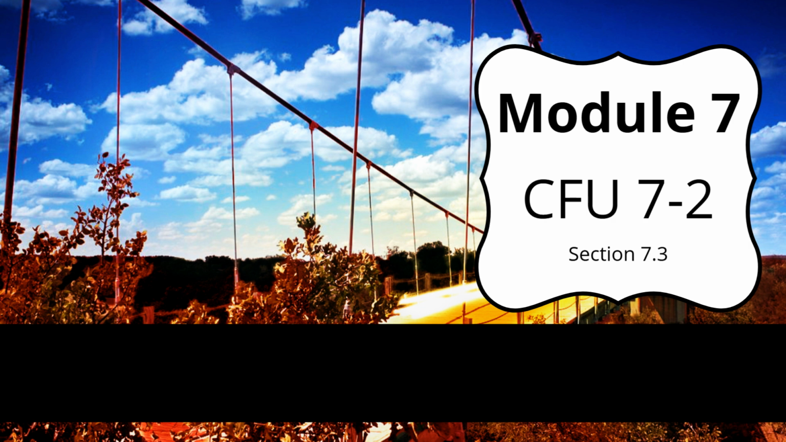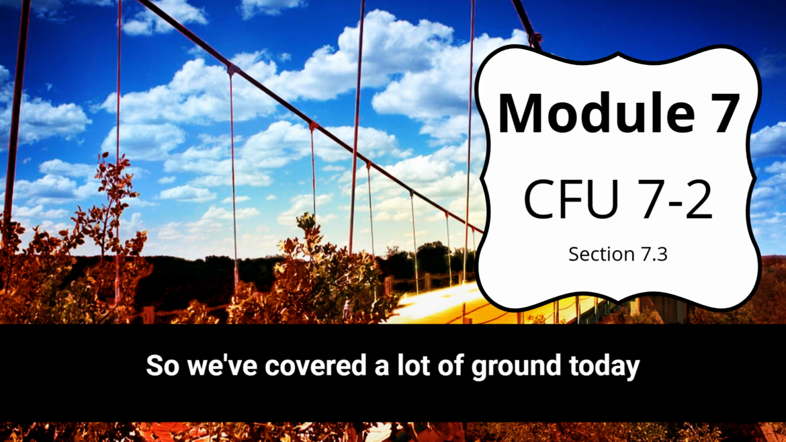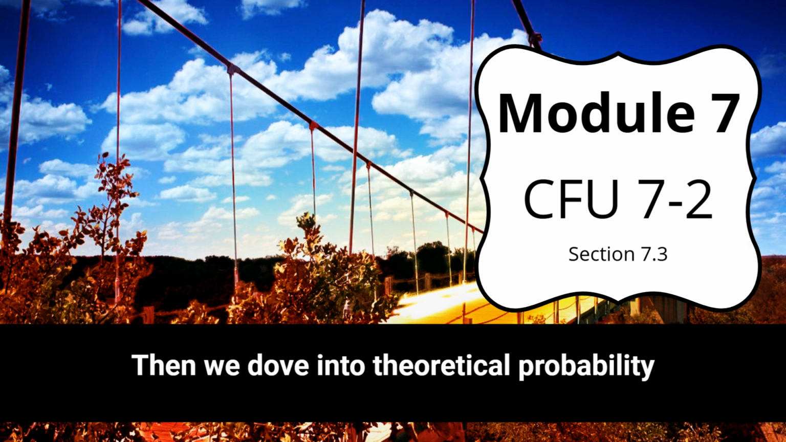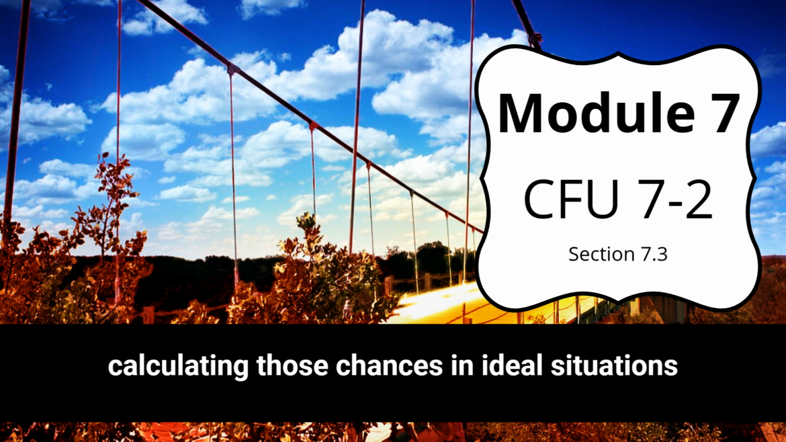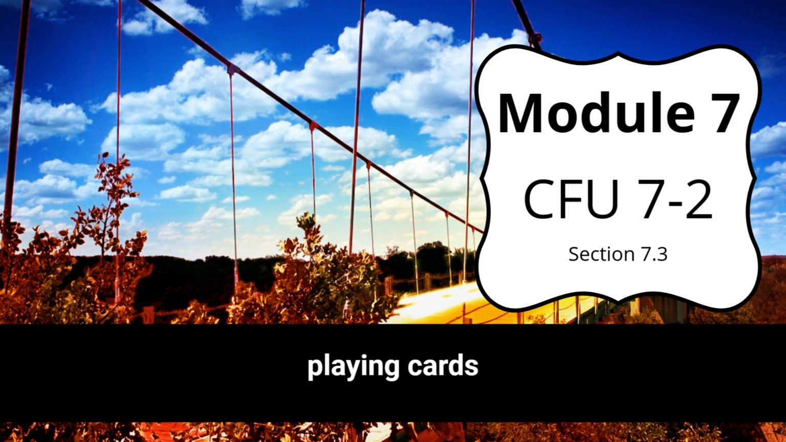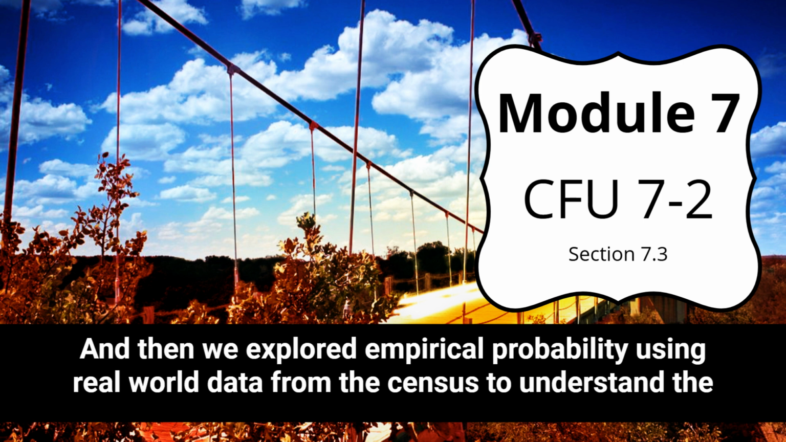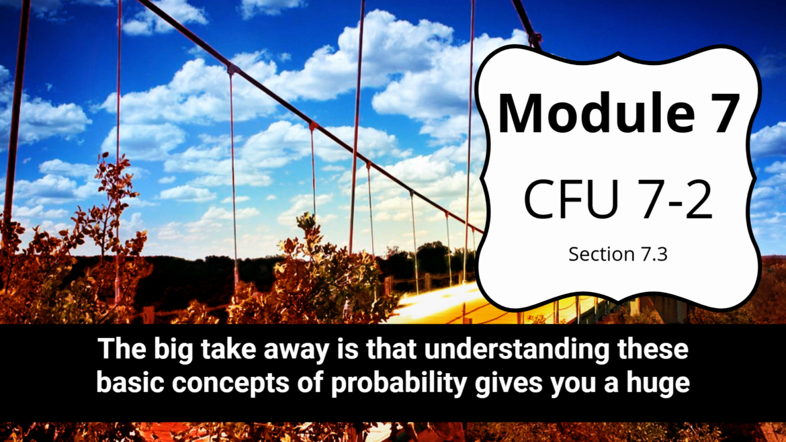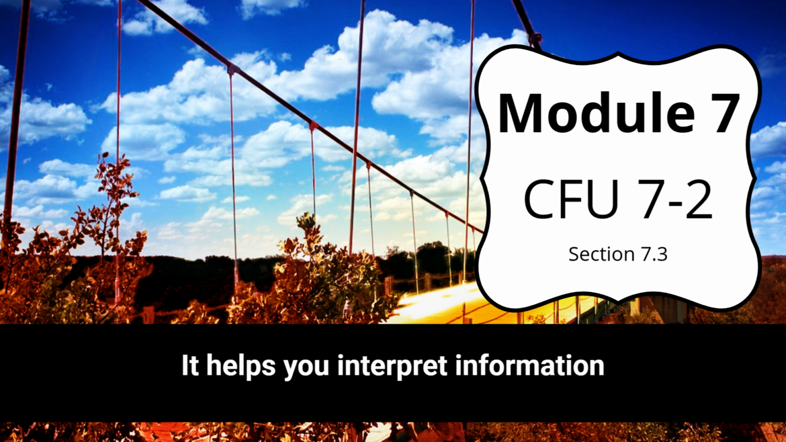So we've covered a lot of ground today. We started with the very basics: experiments, sample spaces, events. Then we dove into theoretical probability, calculating those chances in ideal situations, using dice rolls, playing cards, and even genetics. And then we explored empirical probability, using real-world data from the census to understand likelihood in a different way. Two sides of the same coin, really. The big takeaway is that understanding these basic concepts of probability gives you a huge advantage. It helps you interpret information, make better decisions, and understand the world around you.